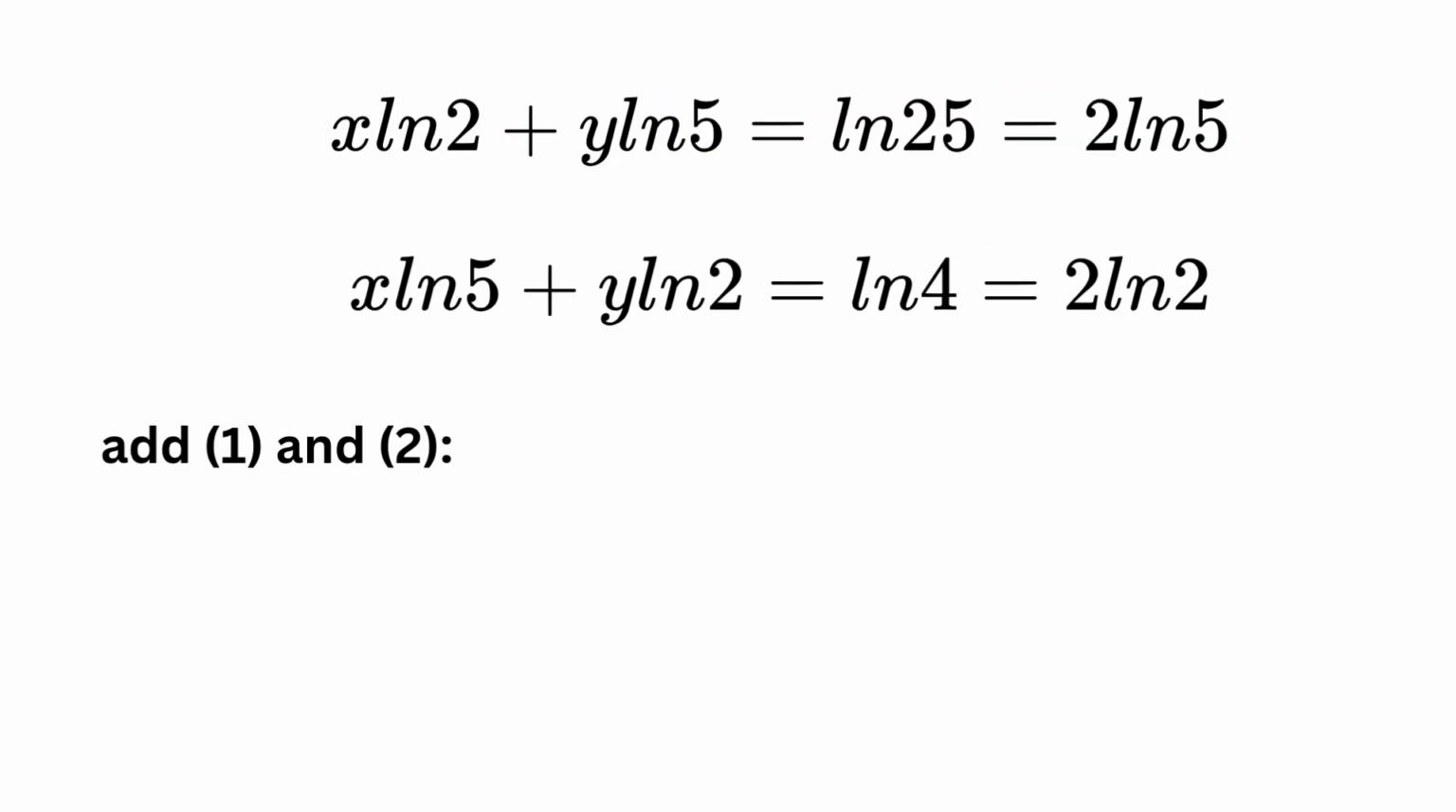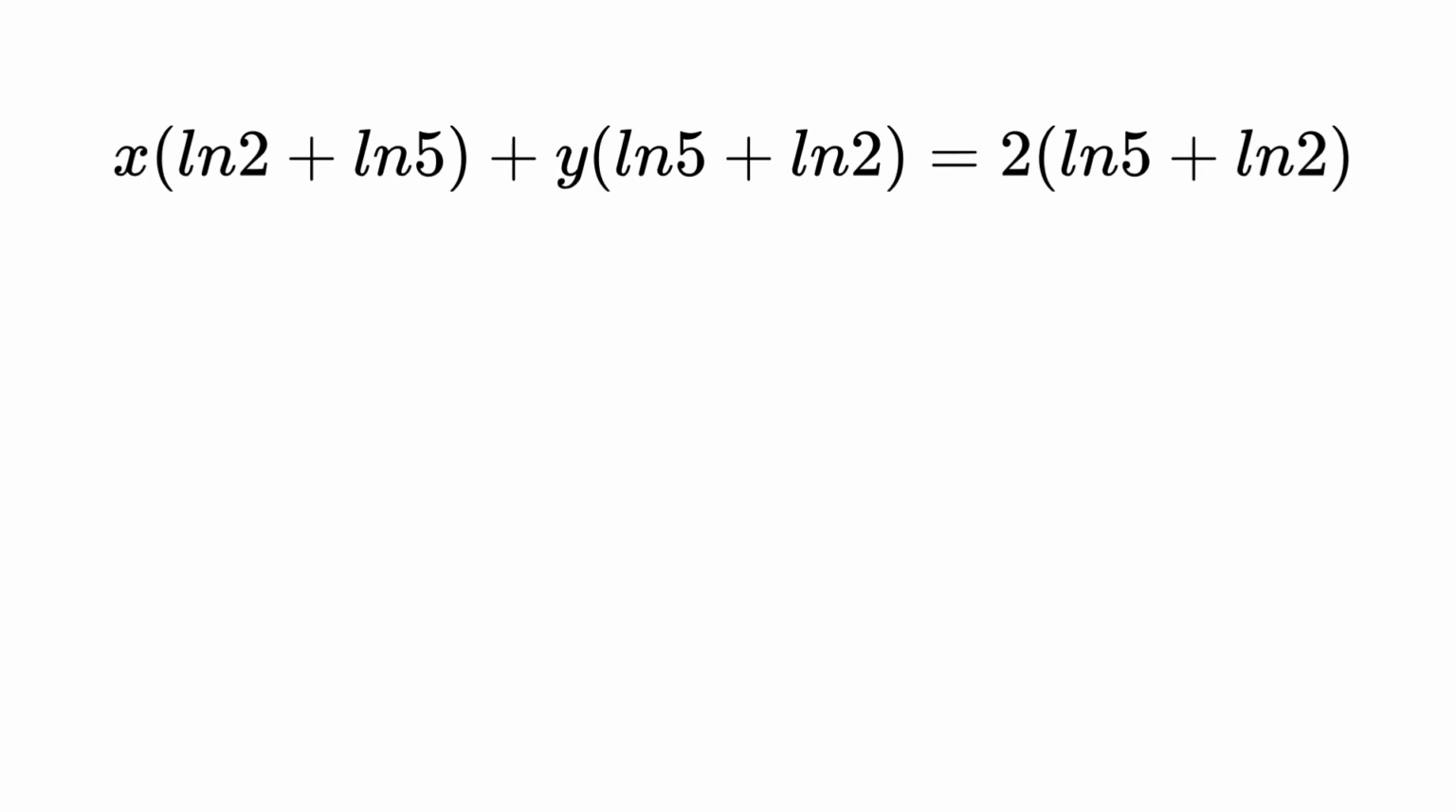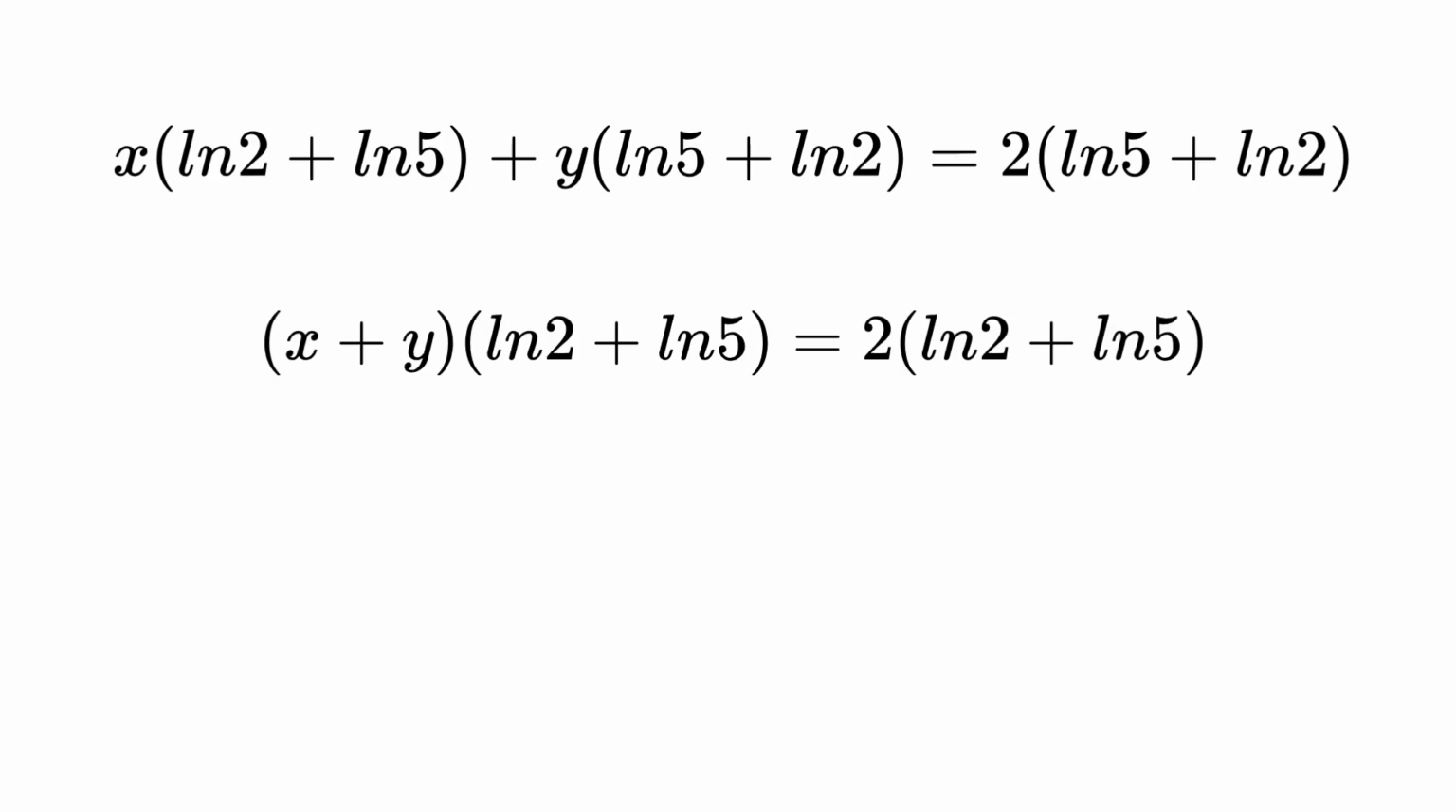Next, we add these two equations together. This gives x times the sum of ln 2 and ln 5 plus y times the sum of ln 2 and ln 5 equals 2 times the sum of ln 2 and ln 5. We can factor out the sum of ln 2 and ln 5. So, x plus y times the sum of ln 2 and ln 5 equals 2 times the sum of ln 2 and ln 5. Since the sum of ln 2 and ln 5 is not 0, we divide both sides by that sum. And this gives us x plus y equals 2.